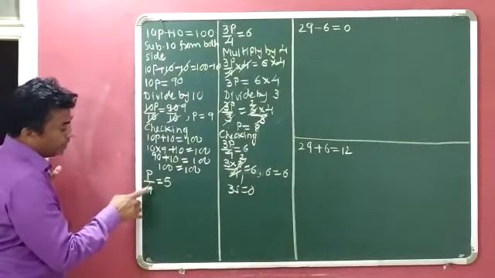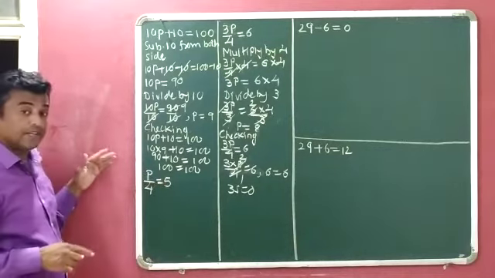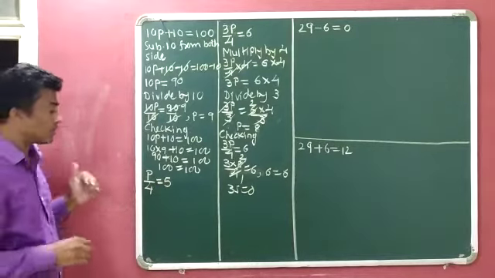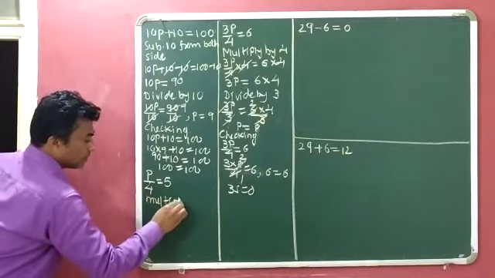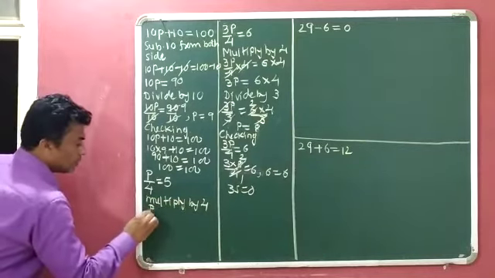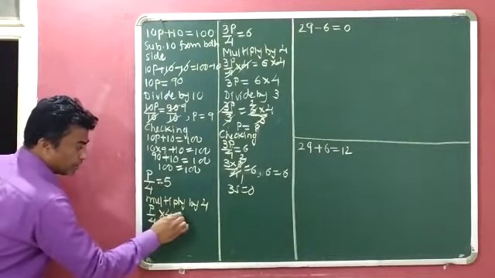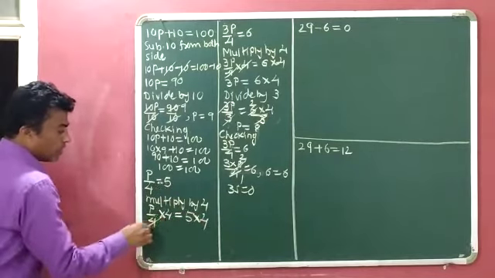Now see here, P divided by 4 is equal to 5. P and 4 relation is division. So we can multiply by 4 on both sides. So P divided by 4, this side I multiply by 4, is equal to 5. This side also multiply by 4.